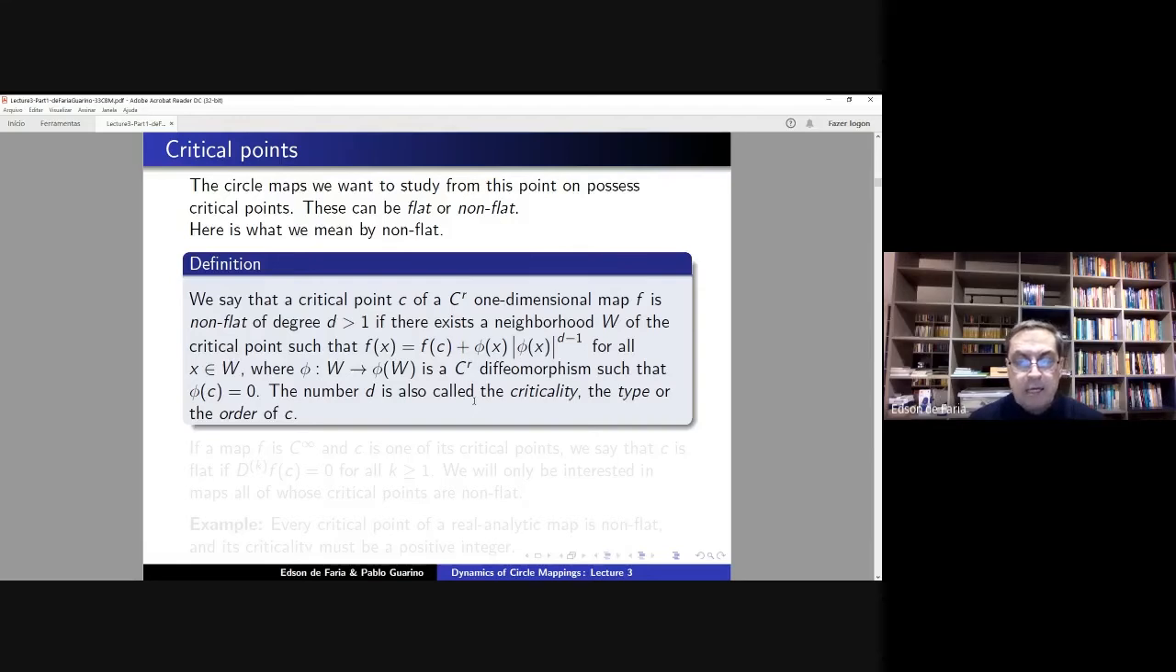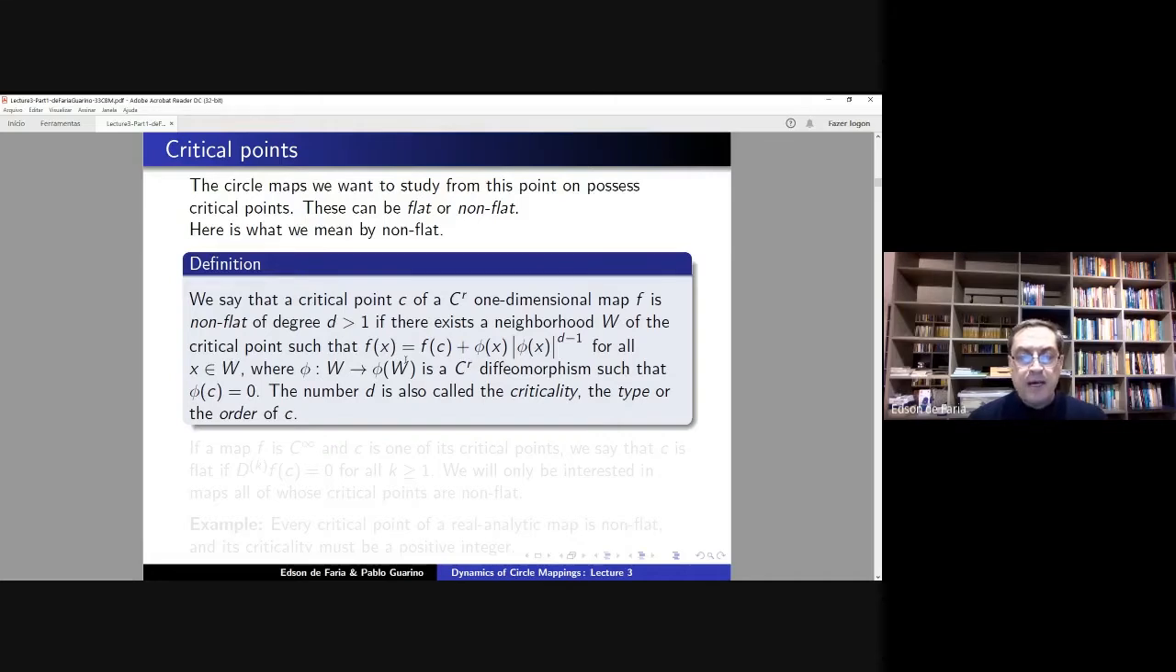And the reason why we are writing f of x equal to f of c plus phi of x times the absolute value of phi of x to the d minus 1, instead of simply writing phi of x to the d power, is because you want the map to be orientation preserving always, right? So for instance, if d is equal to 2, if you don't write the modulus there, you just have a turning point. And these maps that we're studying are not endomorphisms. They are homeomorphisms of the circle. They are not bona fide endomorphisms, okay?